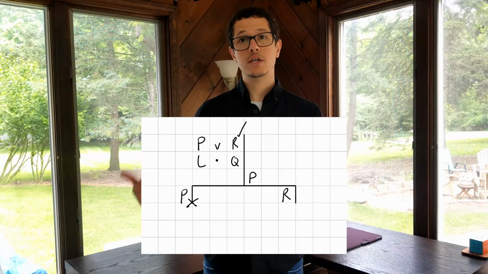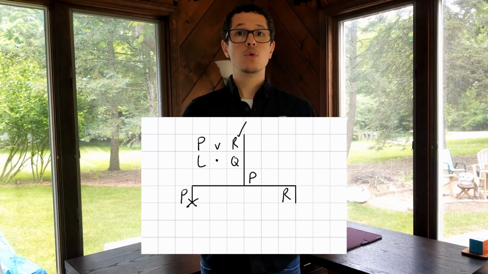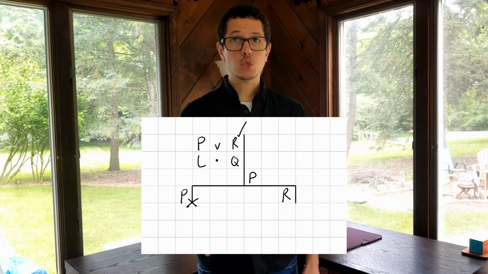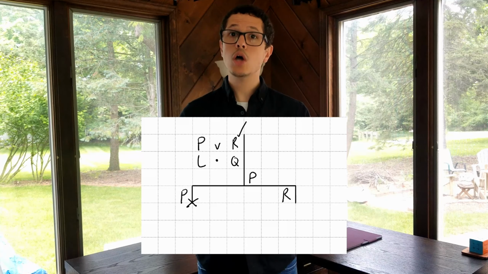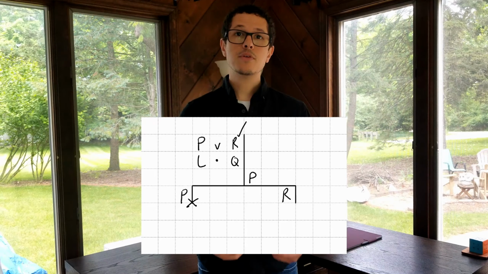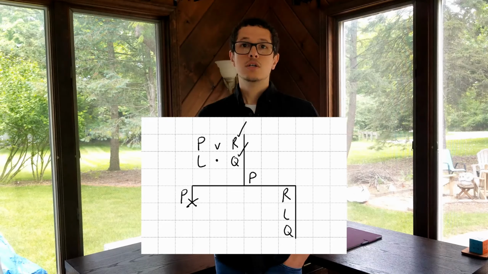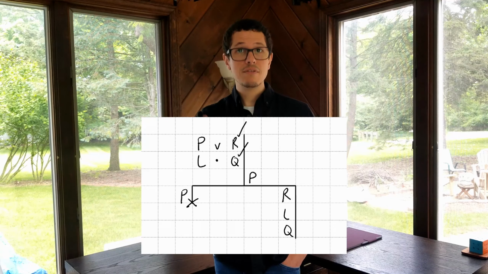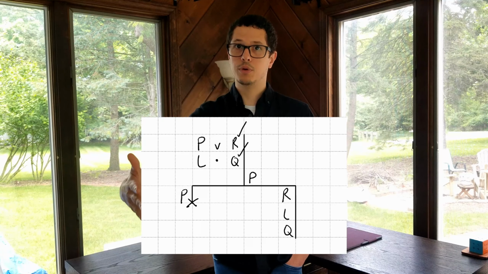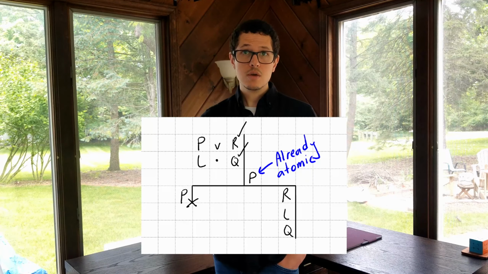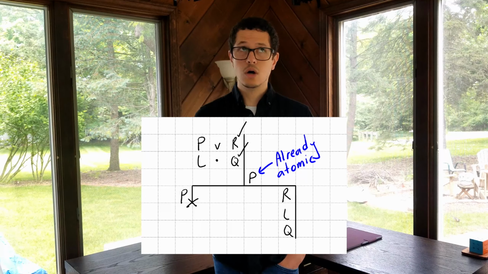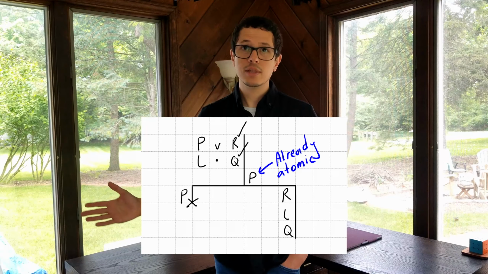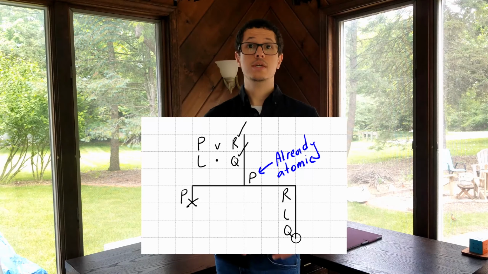Now let's turn our attention over to L and Q. Now normally, since we've already split the main branch, we would decompose this conjunction onto both branches. However, the path on the left is closed, so we'll decompose our conjunction onto the left side of only the right branch because that's the only path that's open. And since the statement P, which is on the right side of the main branch, is already an atomic statement, there's nothing left to decompose. Our truth tree is complete.